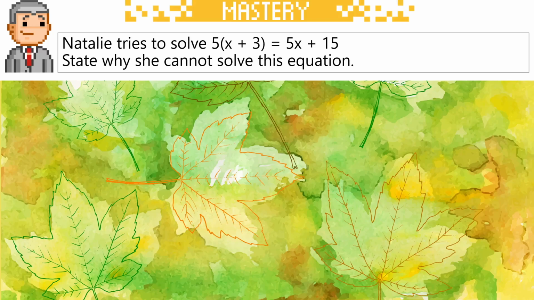And finally we're told that Natalie tries to solve 5 brackets x plus 3 close brackets equals 5x plus 15. We need to state why she cannot solve this equation.